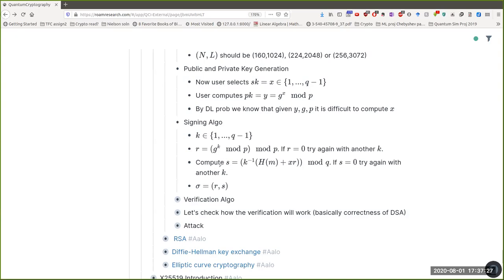And next you will compute S, which is K inverse times (H plus XR), where H is the hash of your message M, X is your private key, and R is what I computed before. And I get back S. Again, if S is 0, try again with another K. I'll have to repeat my cycle. Finally, the signature I get is R and S.